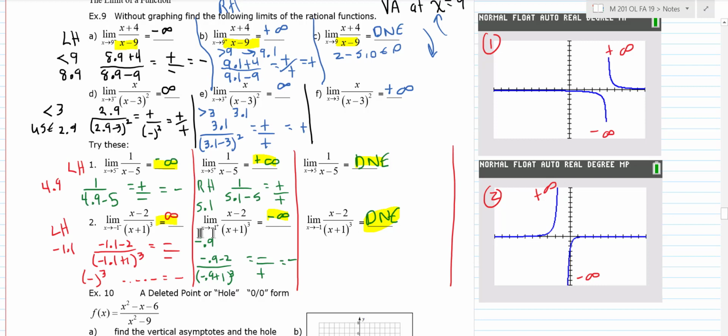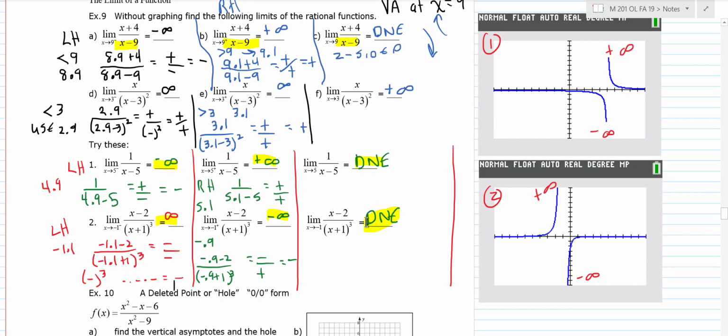Right-hand limit, I used negative 0.9, that would be a number to the right of -1. Plug it in, I got negative over positive, which is a negative, okay? So that went to negative infinity, therefore the two-sided limit does not exist, okay?